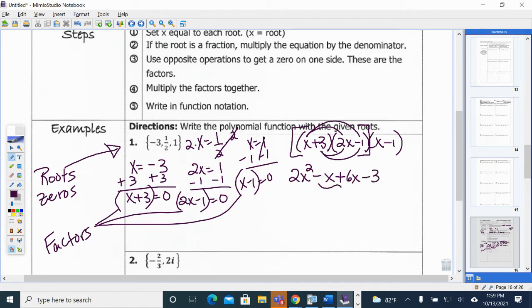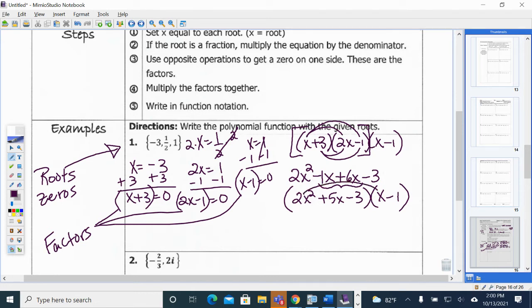I'm going to combine my like terms. I feel like a broken record here. When you multiply a binomial times another binomial, the two middle terms should be alike. Negative 1x plus 6x is a positive 5x minus 3. Now we've got a trinomial that we have to multiply by that x minus 1. So same process.